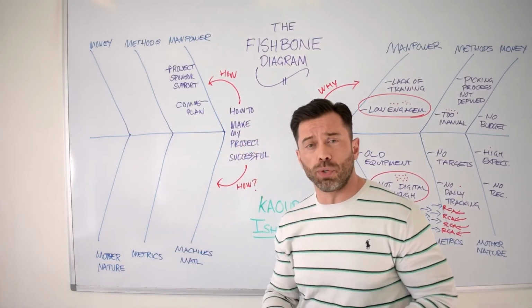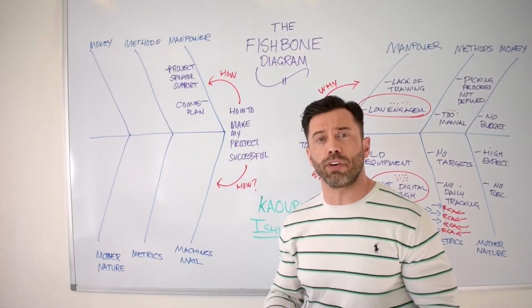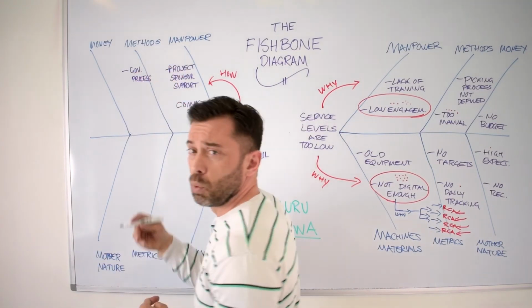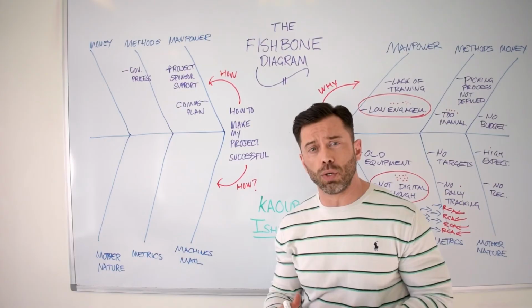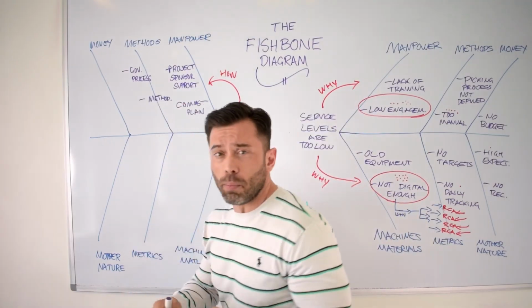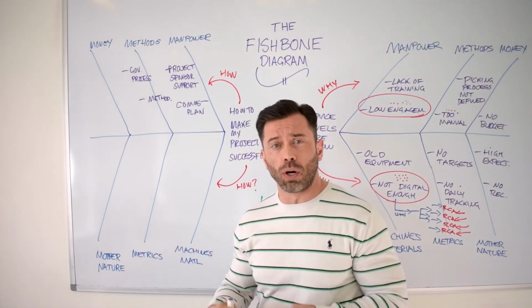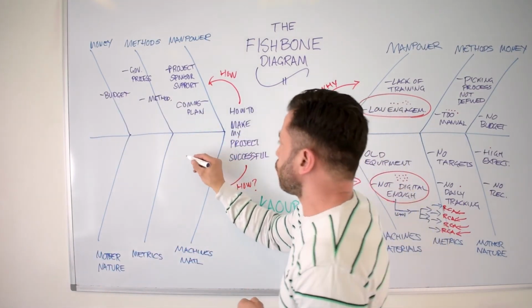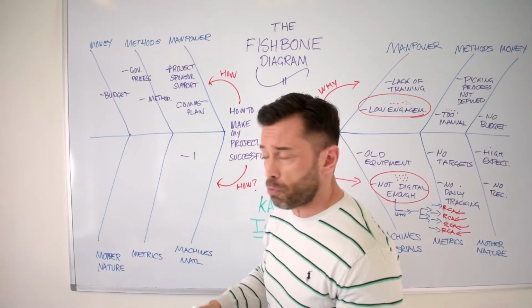From a methods point of view, every single project needs to have a governance process. We need to think of the methodology we're going to use for the project. From a money point of view, the budget that is required to run a project. On the machine side of things, we could think of the tools that are needed by the team to perform the project.